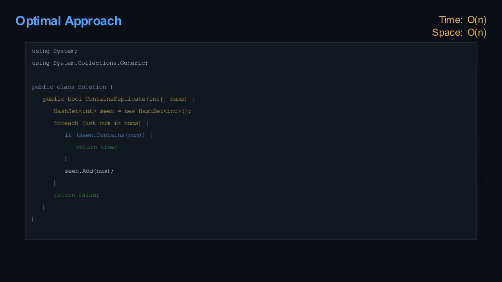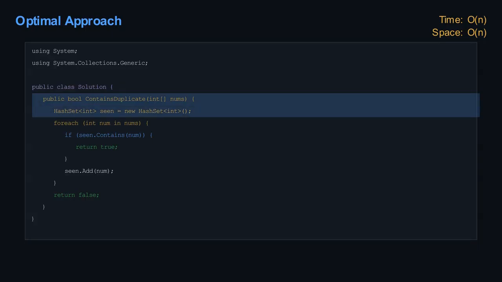The key insight is to remember what you've already seen using a hash set. Create an empty set, then iterate through the array once. For each number, if it's already in the set, you've found a duplicate and can return true immediately. Otherwise, add the number to the set and continue. If the loop finishes without a match, return false.